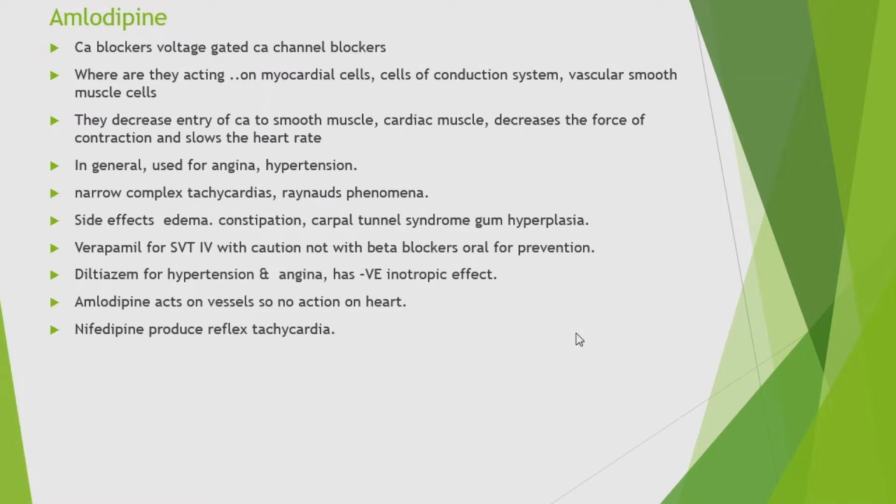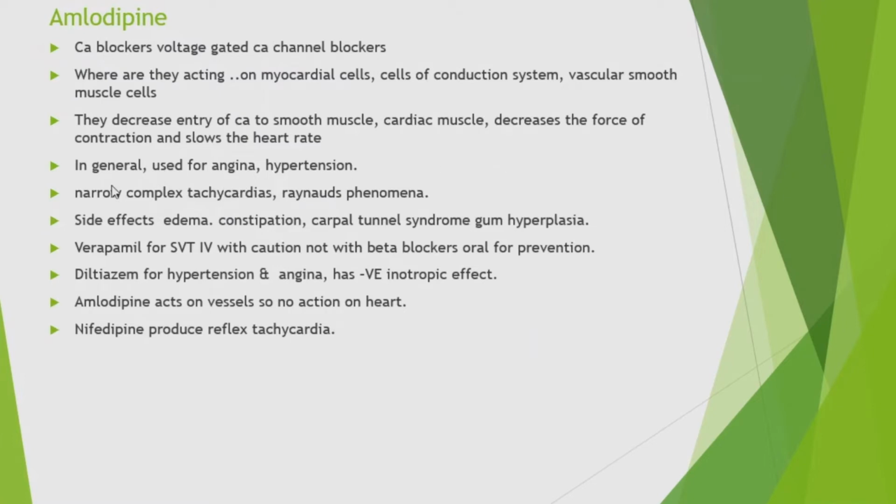Okay, sir. They decrease the entry of calcium to smooth muscles. So in the peripheral vessels, it produces vasodilatation. In cardiac muscle it will have a negative inotropic effect, decreases the force of contraction, and slows the heart rate. But nifedipine increases heart rate, does not have any effect on the conduction system. Amlodipine has no effect on the conduction system. So it depends upon which group of calcium channel blocker you belong to.